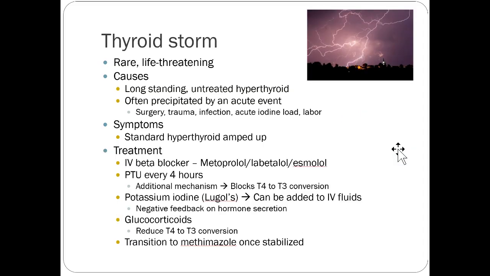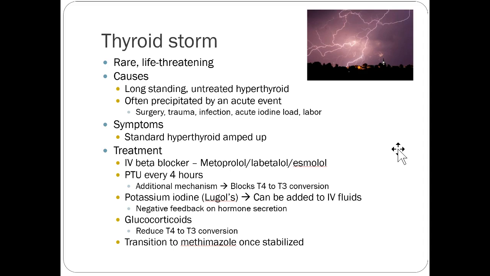So thyroid storm, again, it's a really aggressive hyperthyroid picture. It's rare, it's life-threatening. Causes are basically long untreated hyperthyroid. Sometimes there's a surgical or an acute event like trauma or surgery or infection or something like that. Symptoms are standard hyperthyroid, but just amped up. So we get really concerned about the cardiovascular complications, the tachycardia, the blood pressure, those types of things.